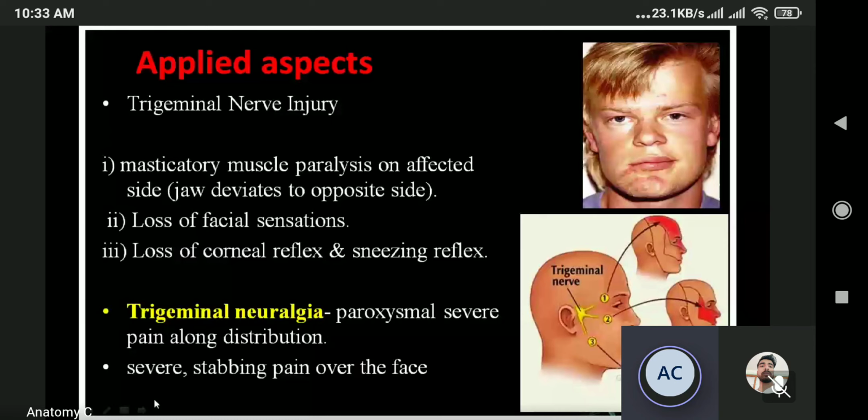Now this is all about the class. What you have to know is the functional component of each and every cranial nerve, and the most important, you have to know the trigeminal nerve, the branches of ophthalmic, maxillary, mandibular. What are the branches? What are the functional components? What are the areas supplied by the trigeminal nerve? All those. So the trigeminal nerve is very important.